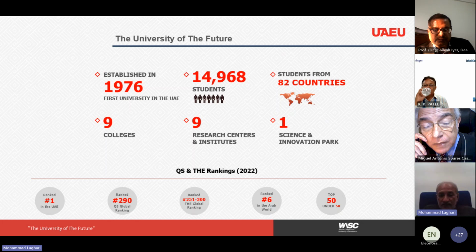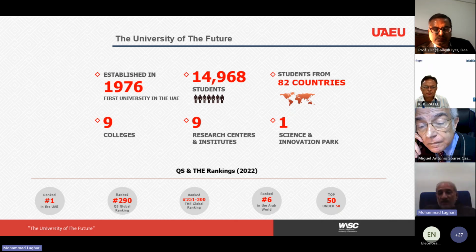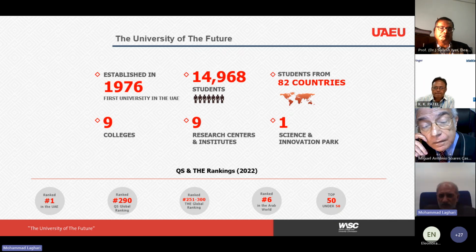In the QS ranking, we are number 290. In the Times Higher Education ranking, we are in the 251 to 300 band. We are ranked 6th in the Arab world, and we are among the top 50 universities under 50 years of age in the whole world. We also have a lot of students from India doing PhDs, not as much at the undergrad level, but at the level of masters and PhDs.